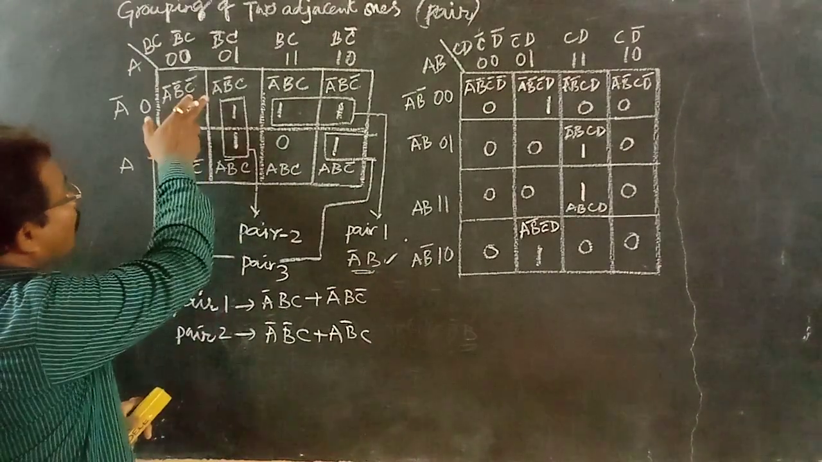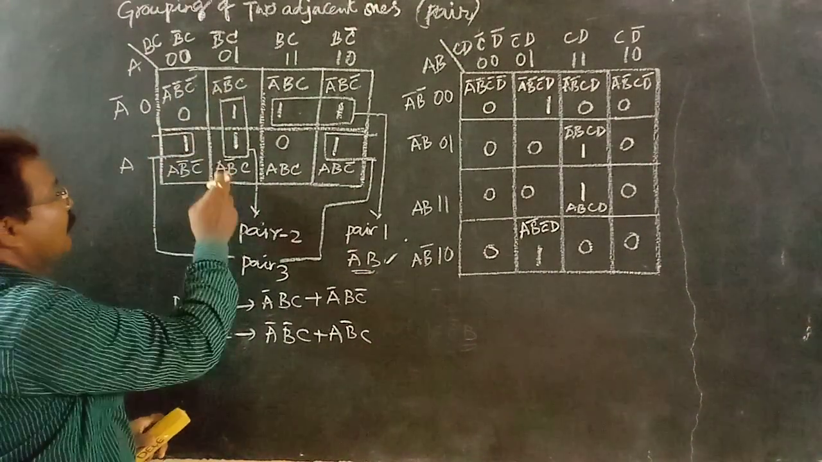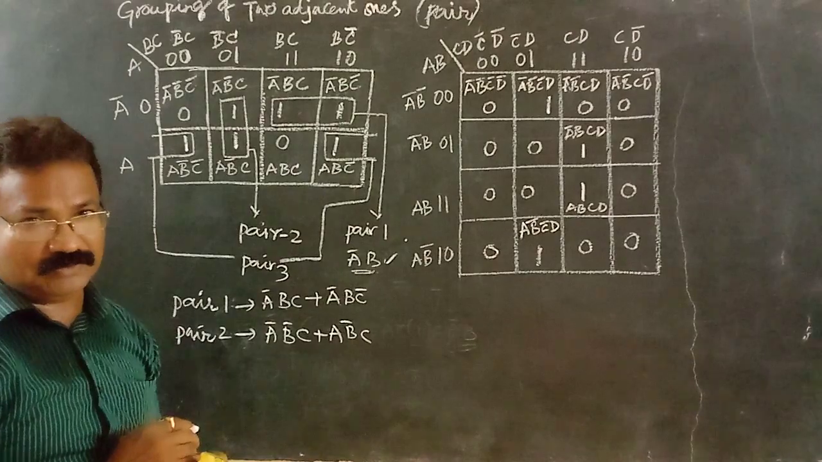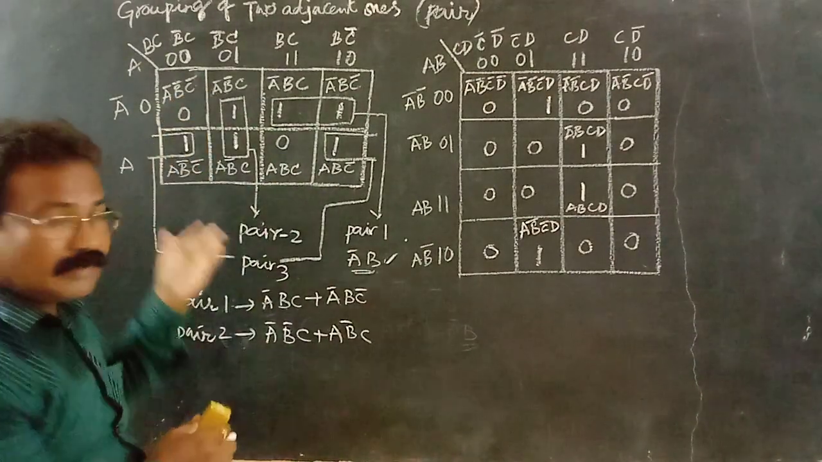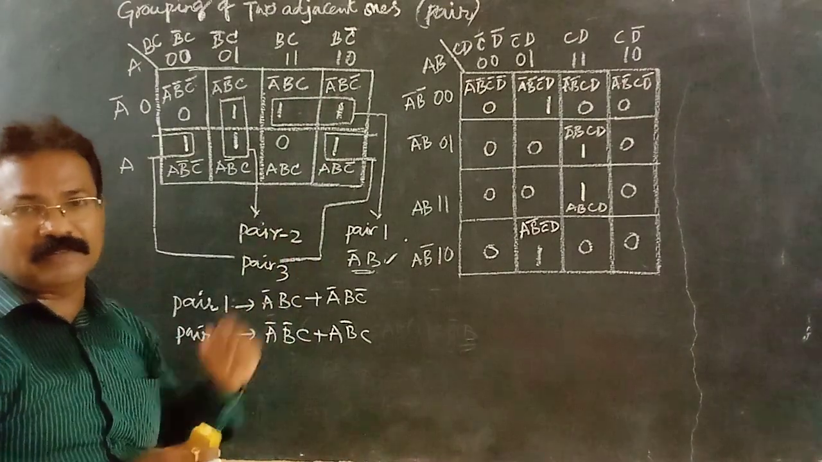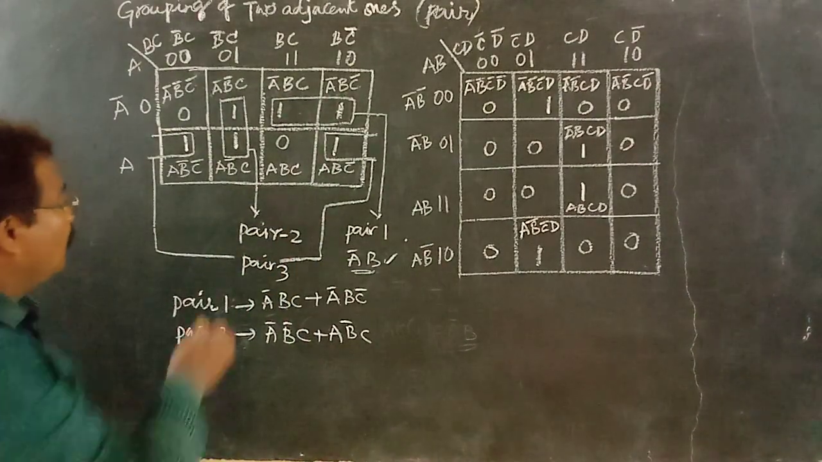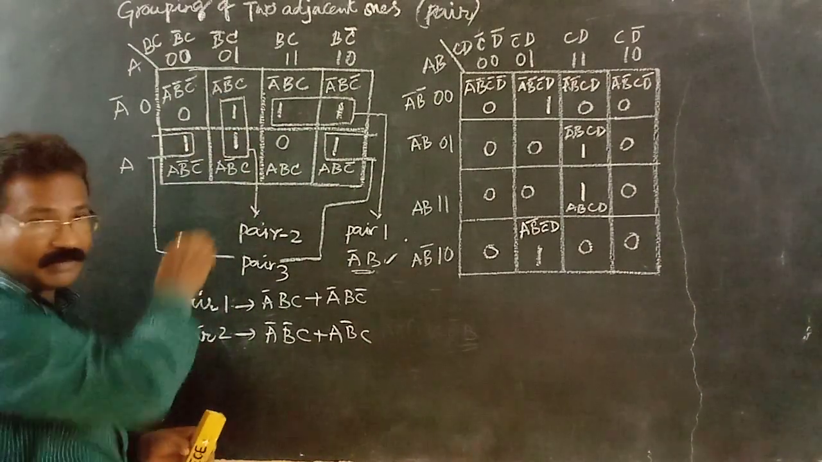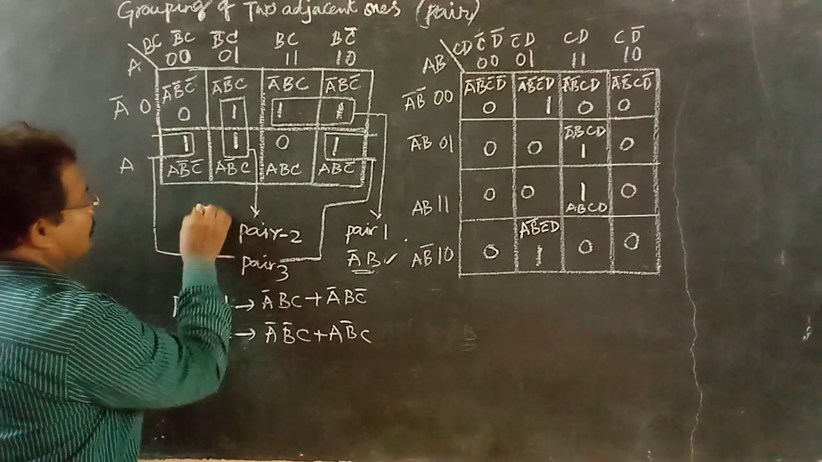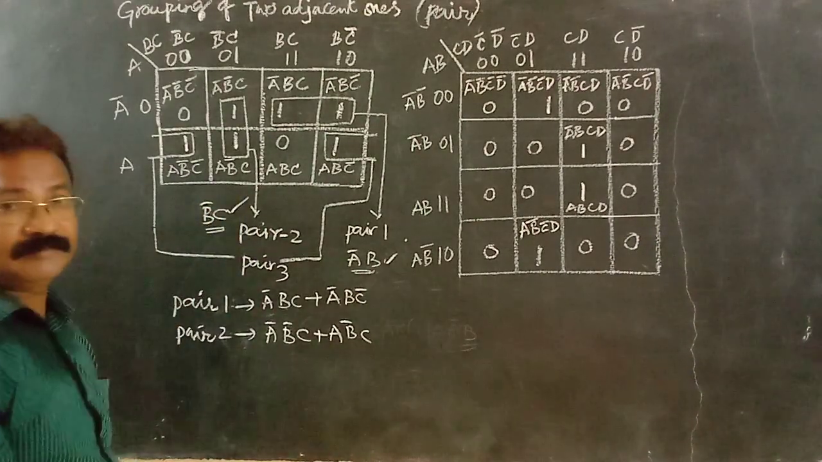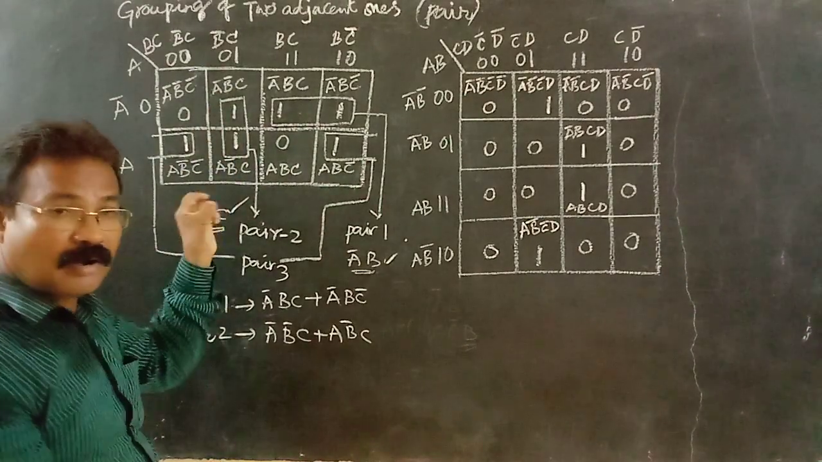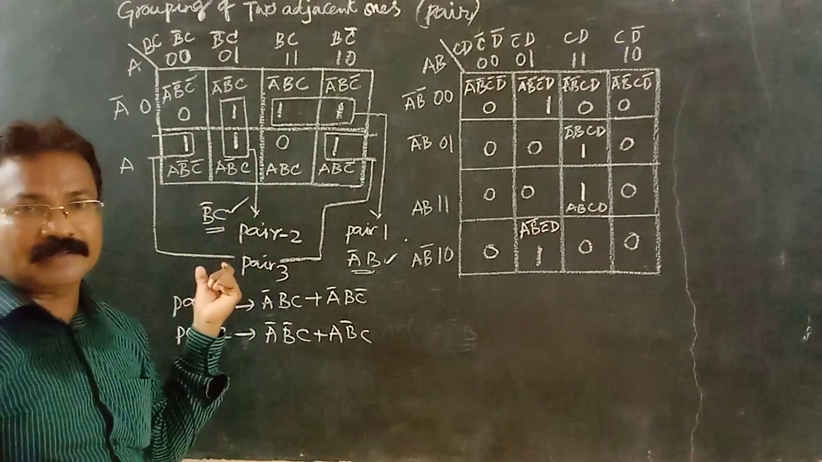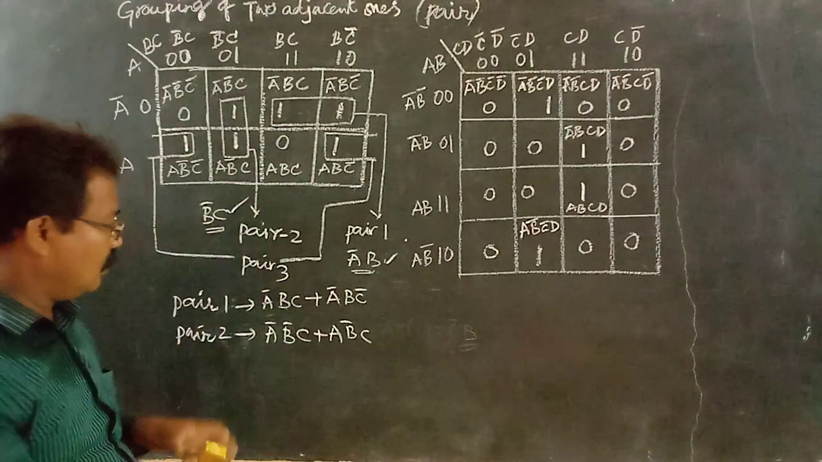Here, what are the common variables? B bar, C is common. And A bar, A, they are different. One is normal and the other one is its complement. So here, we can simply write the simplified expression from this pair as B bar C. B bar C variables are common in this pair. So the simplified expression is B bar C.